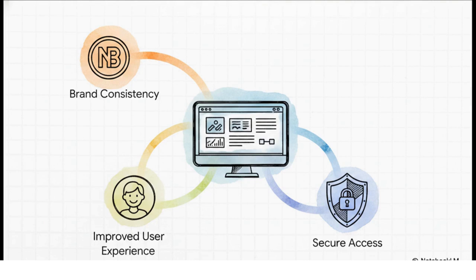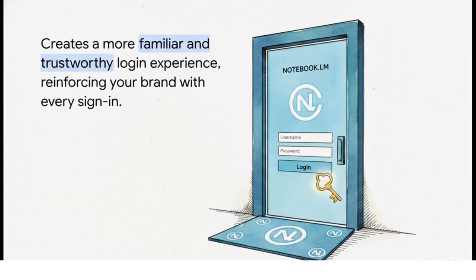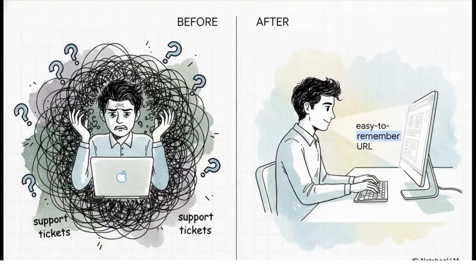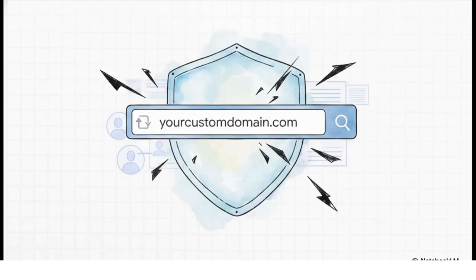Well, there are 3 really big reasons. First, brand consistency. A custom URL just feels way more familiar and trustworthy for your team. Second, a better user experience. An easy URL means less confusion and fewer help requests. Win-win. And finally, security. It helps protect that custom URL and keeps everyone's data safer.